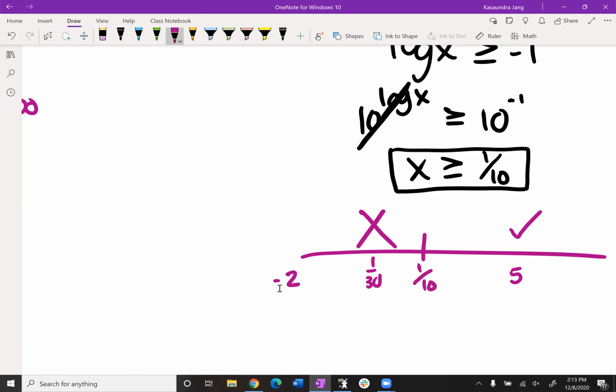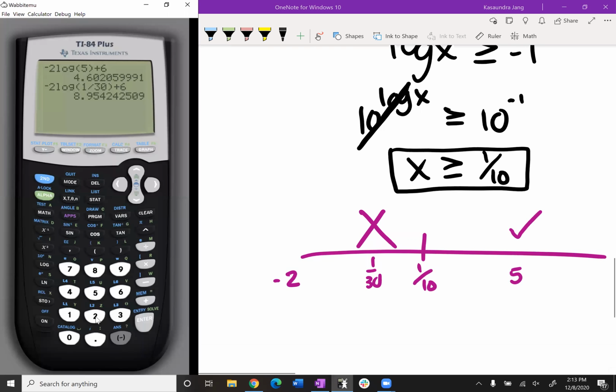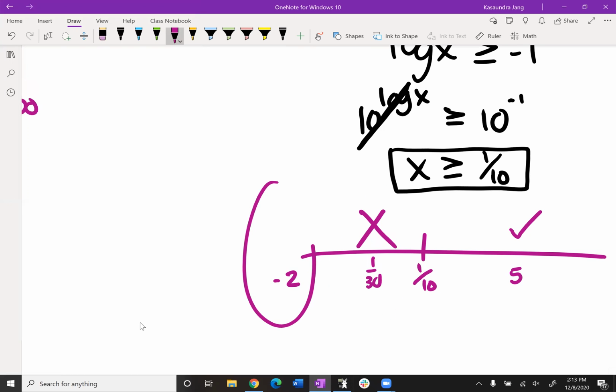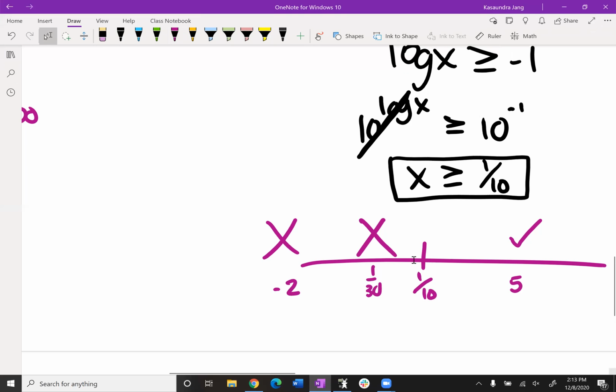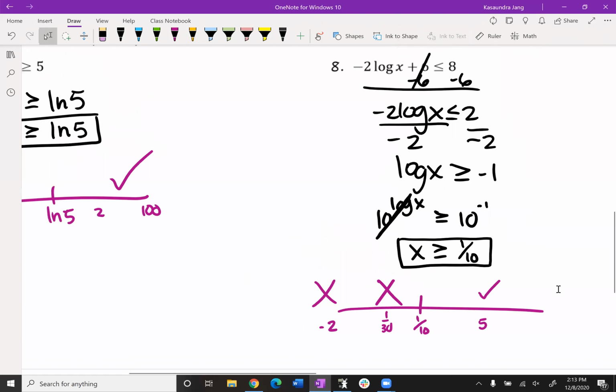Now, I just wanted to play with the -2 real quick. All right, -2 log of -2 plus 6. Oh, there was an error on this. I did not get an error on my 1/30, but I did get an error on my -2. So that tells me both of them don't work, but they gave me a different kind of thing going on in the calculator. So my answer is still, yeah, this part that worked was greater than or equal to the 1/10. That's true.